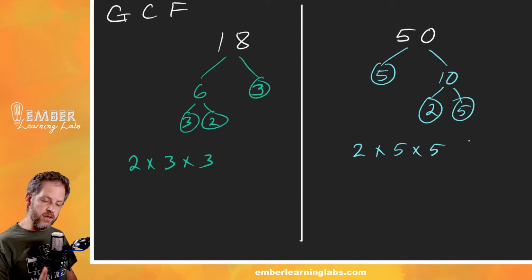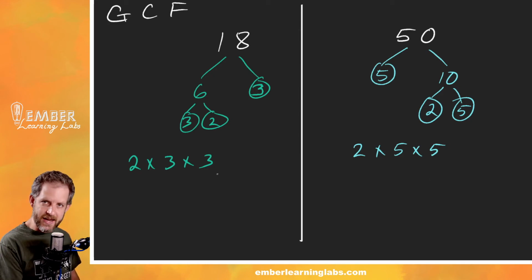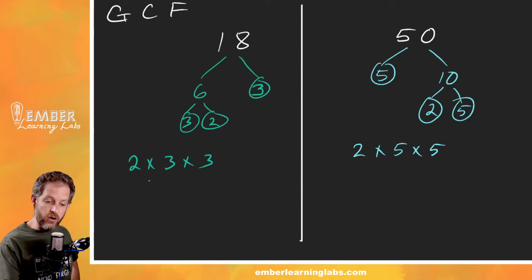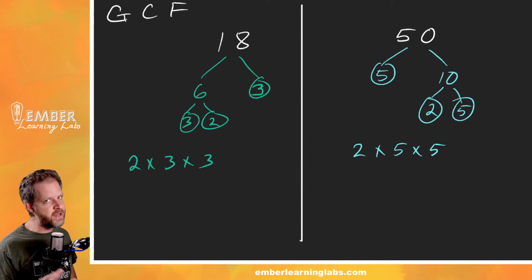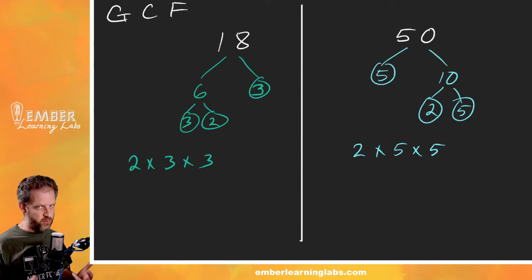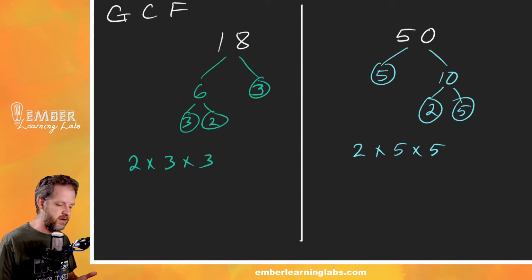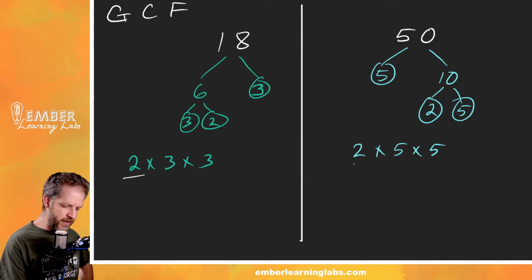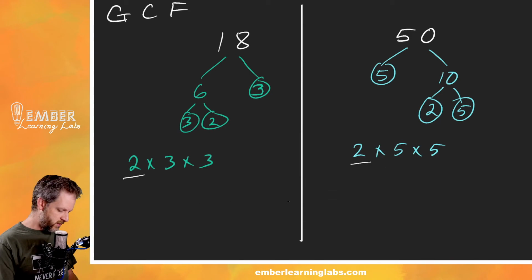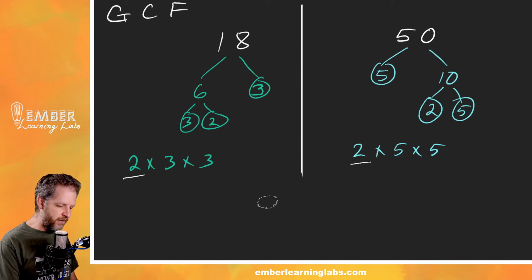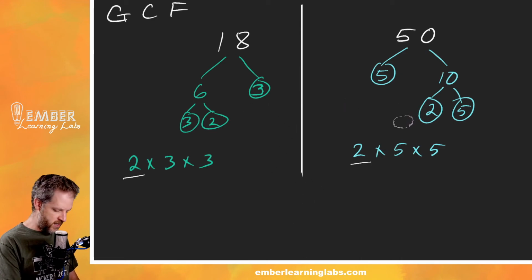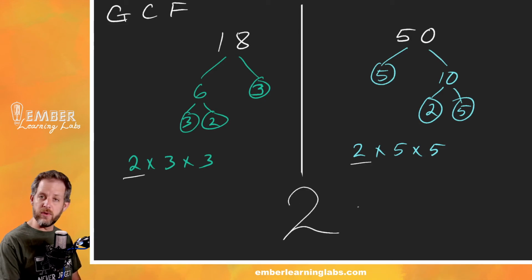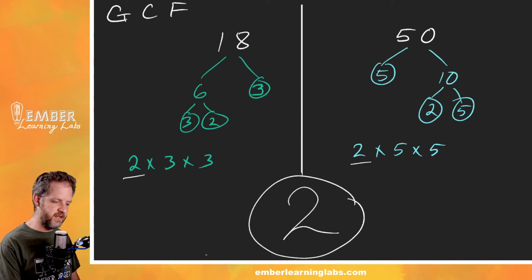Now, what we want to look for next, now that we've got these laid out, is anything that's in common. It's easy on this one because there's only one thing in common. We're going to do one in a minute where there's more than one thing, because that's going to be important to know what to do. But in this one, the only thing that's in common is 2. So the GCF between 18 and 50 is just 2. That's the only common factor. It's the only one that exists.